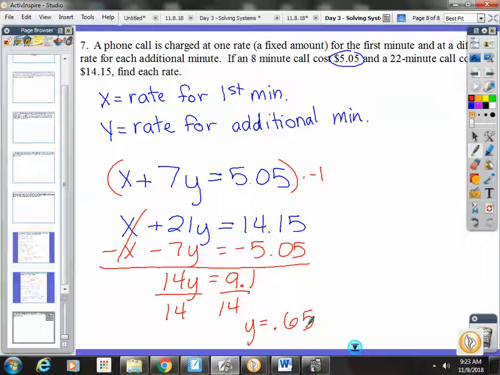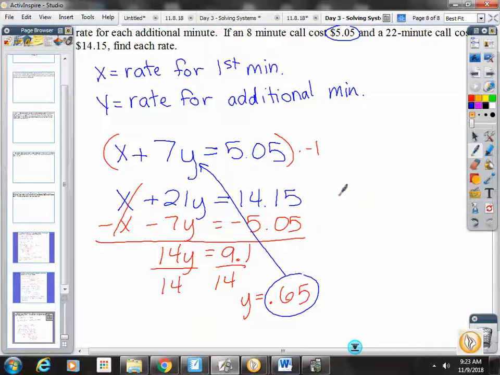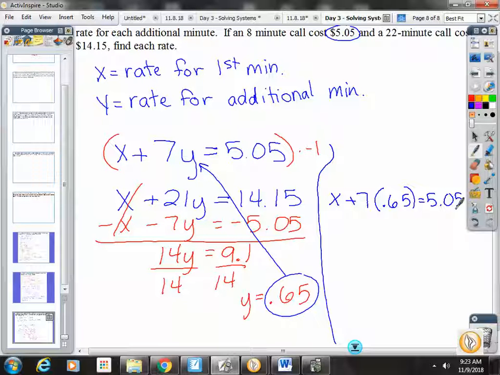So let's figure out how much they're going to charge us for the first minute. Let's put this back in. Doesn't matter which equation we use, I'm going to use the first one. So x plus 7 times 0.65 equals 5.05. 7 times 0.65.